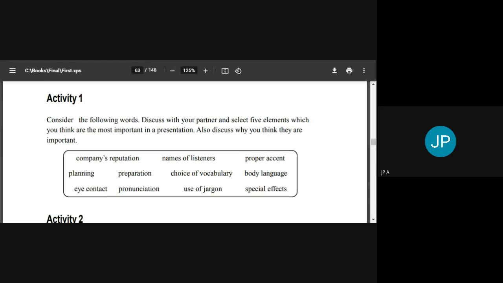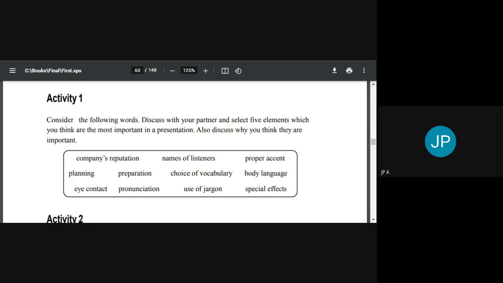Very good, Surya. Company's reputation. Company's reputation is also not very important in a presentation. Our focus should be only on the topic, and we have to prepare very well. If you look at the things which are important, what is important? Planning and preparation is important. Yes, Surya, preparation is important. Yes, Sri Lakshmi. We have to plan well for the presentation. Then we should have a good accent, very good, Dia. Yes, Surya, pronunciation should be good.